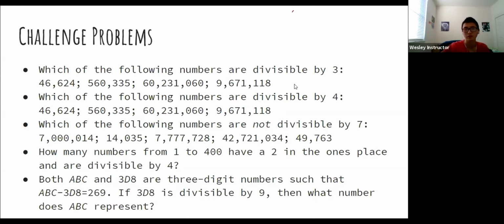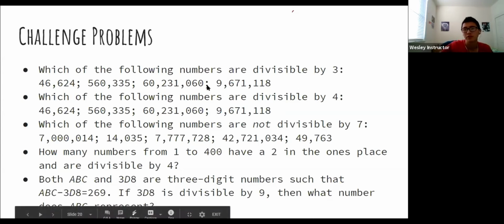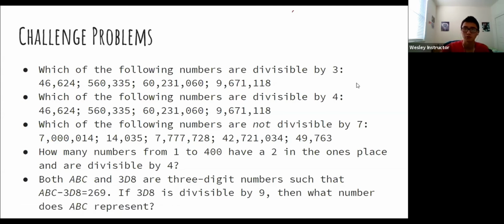Okay, I will go over the answers right now. Which of the following numbers are divisible by 3? Just use the 3 divisibility test and see if these numbers work. If you do that, the only numbers that are divisible by 3 here are 60,231,060 and 9,671,118. So these are the only 2 numbers, so the last 2 are the answer. I know the comma kind of messed you guys up a little bit, but the comma is part of the number. So please ignore the commas.